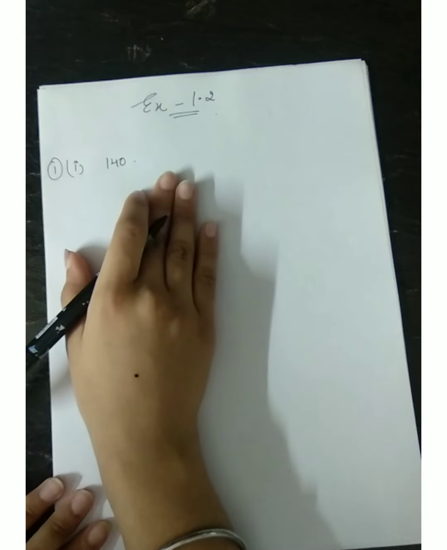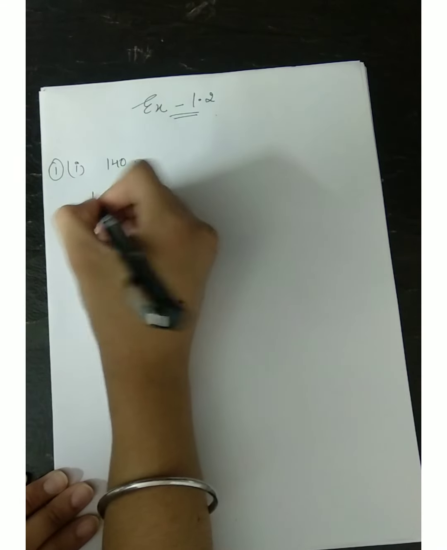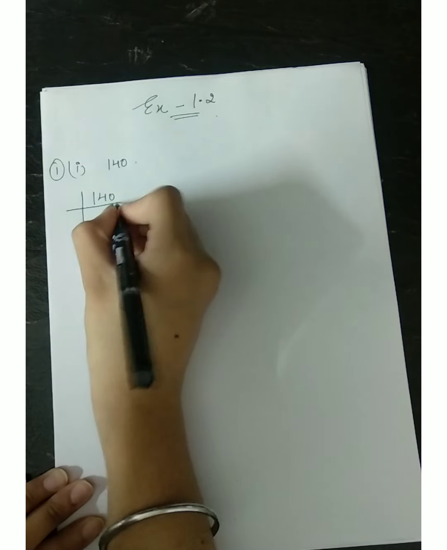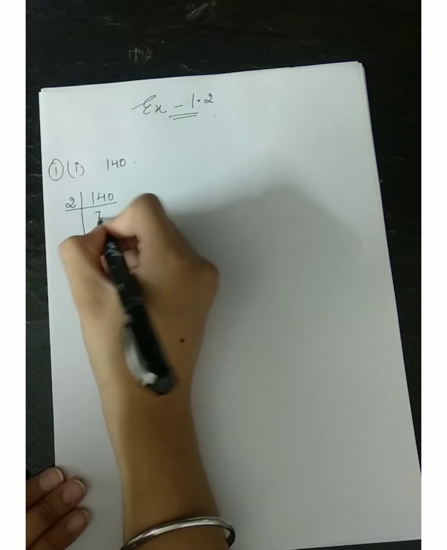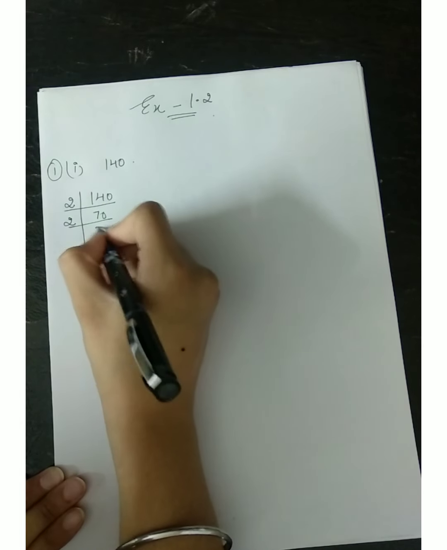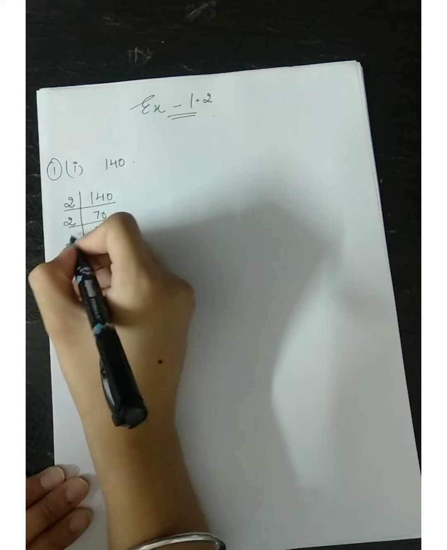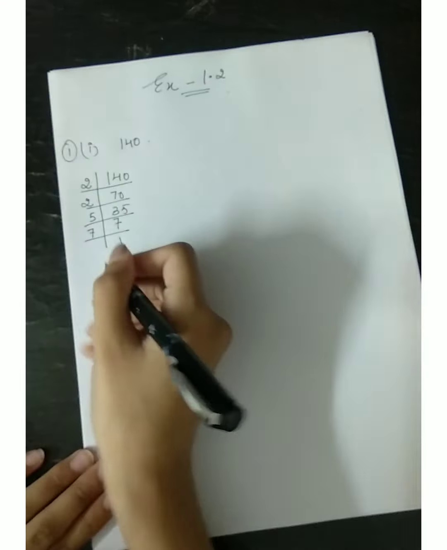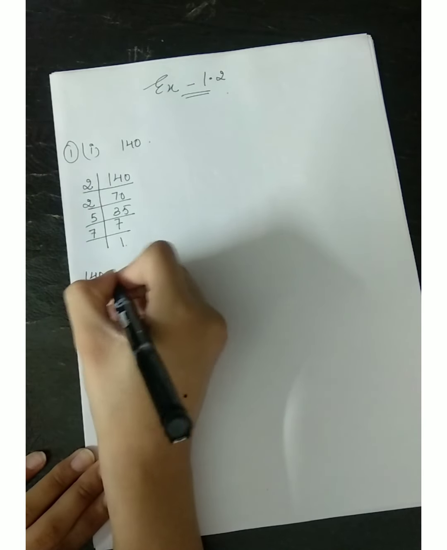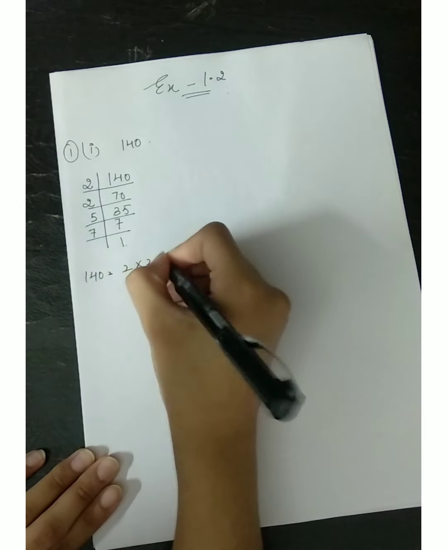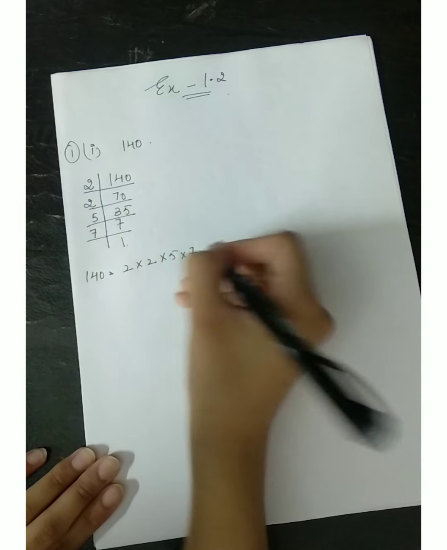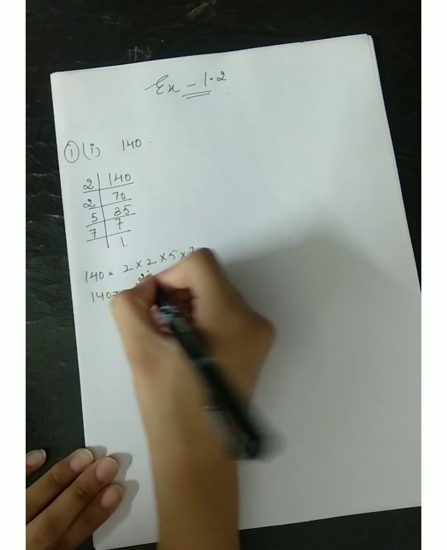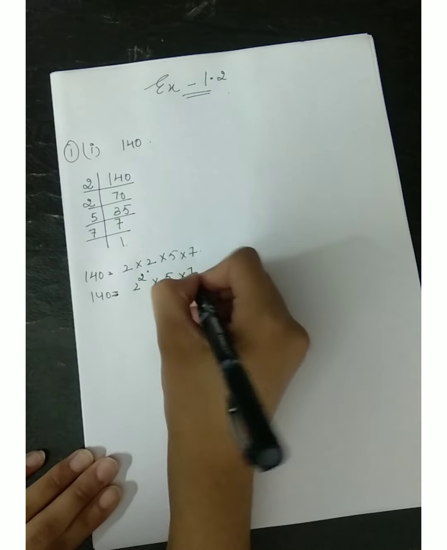Now, we can solve this in two ways. The first one is the very simple one that we are doing from our early classes. Now again, it's 2 and 35, then we have 5 and 7, then 7 and 1. Now for this, 140 is equal to 2 multiplied by 2 multiplied by 5 and multiplied by 7. After simplifying this, we will be writing 2 square multiplied by 5 multiplied by 7.